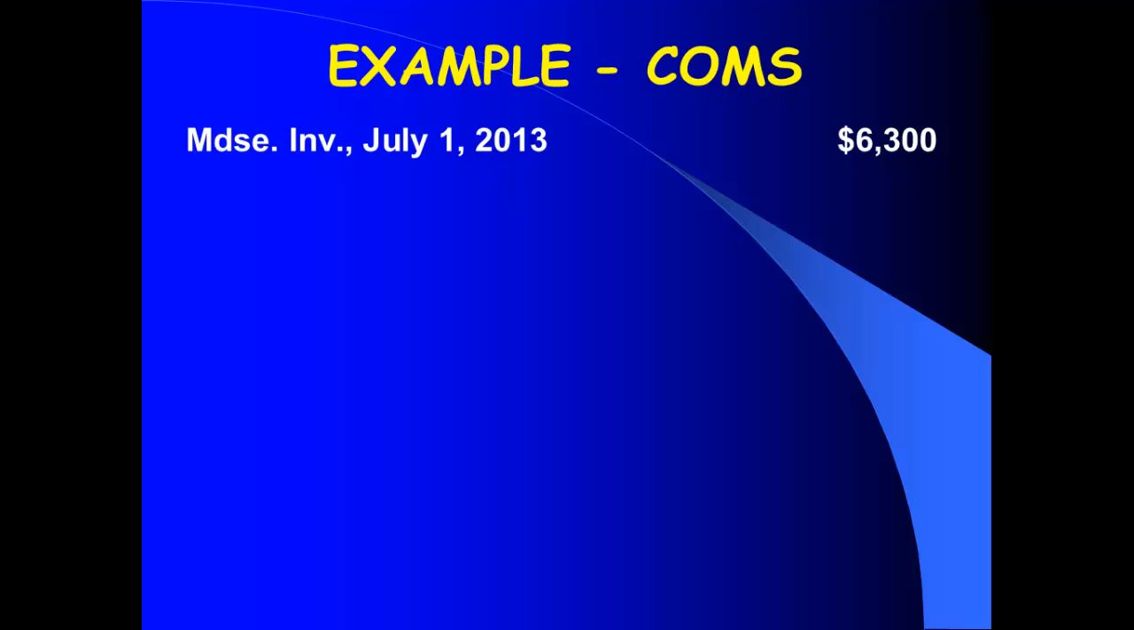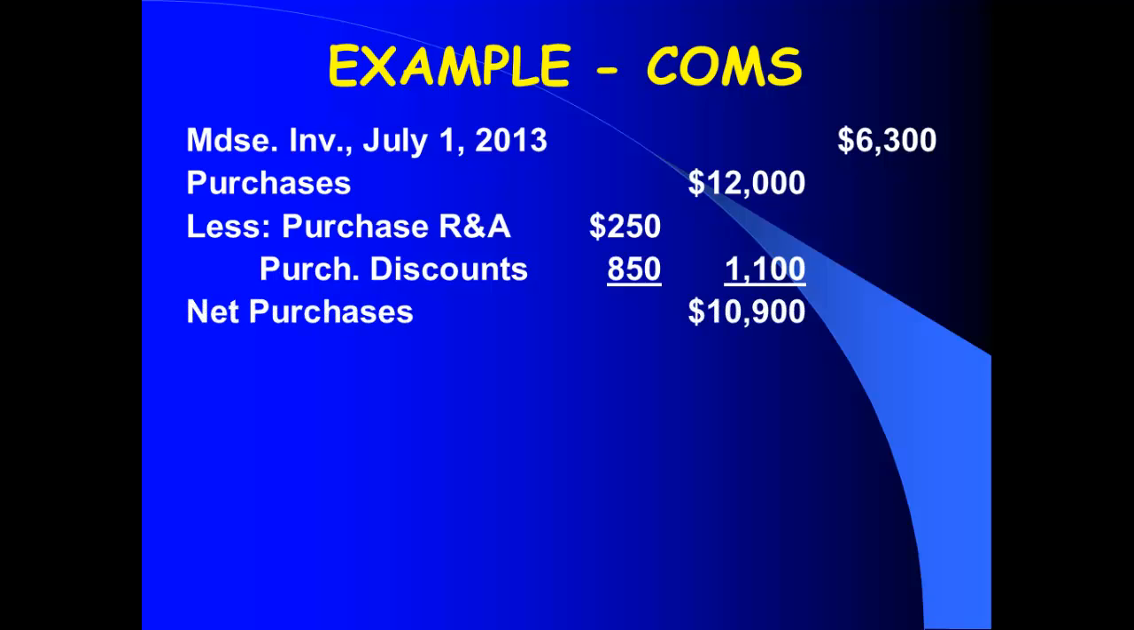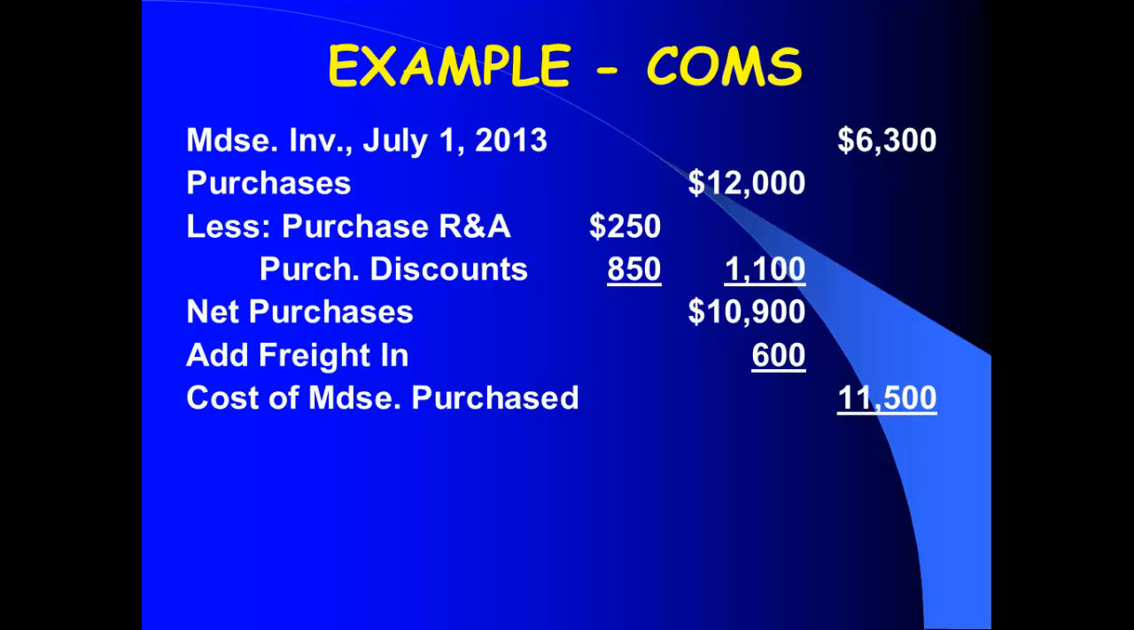Plus I need to add in the net amount of what I bought. And that's something I have to calculate, the net overall amount of what I bought. To do so, I'm going to start with my purchases and subtract two things from them, returns and allowances and discounts. My R&A were $250, my discounts were $850. I need to subtract a total of $1,100. $1,100 from the $12,000 says my net purchases are $10,900. Almost the number I need, but not quite. We need to add in my freight in, or transportation in, and that will give me the overall cost of what I purchased.